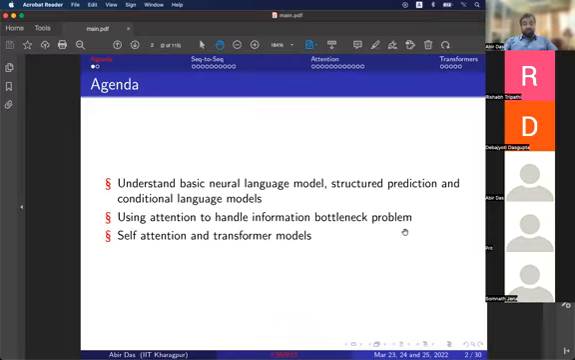What is an information bottleneck problem in normal or naive RNNs, and how do we fix it? And then self-attention and the transformer model. So that is sort of the agenda for this topic.